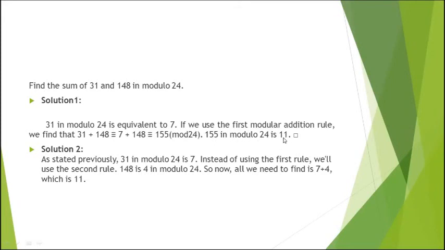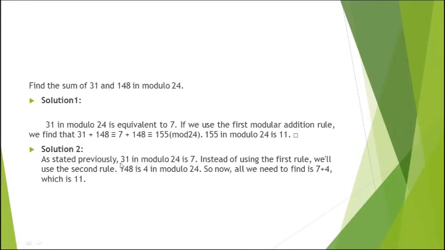So, paano nakuha yung 11? Because if we multiply 24 times 6, the answer is 144. Kasi pag 24 times 7, it's already more than 155. Hindi po siya pwede. So we have 6 times 24, we have 144. 155 minus 144, the answer is 11. Okay? Another solution. As stated previously, 31 in modulo 24 is 7.